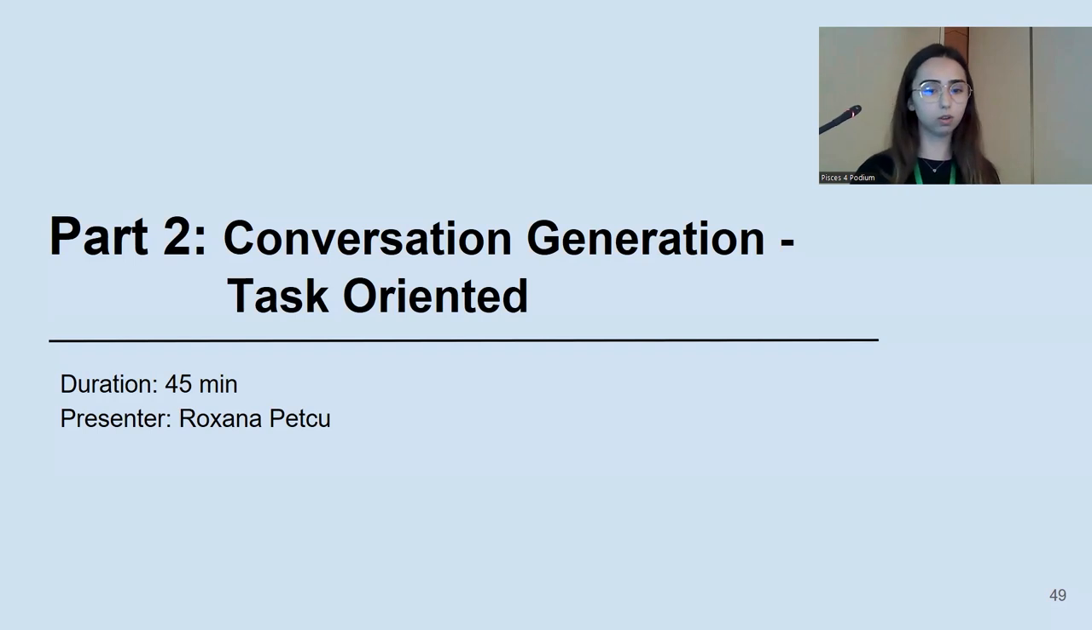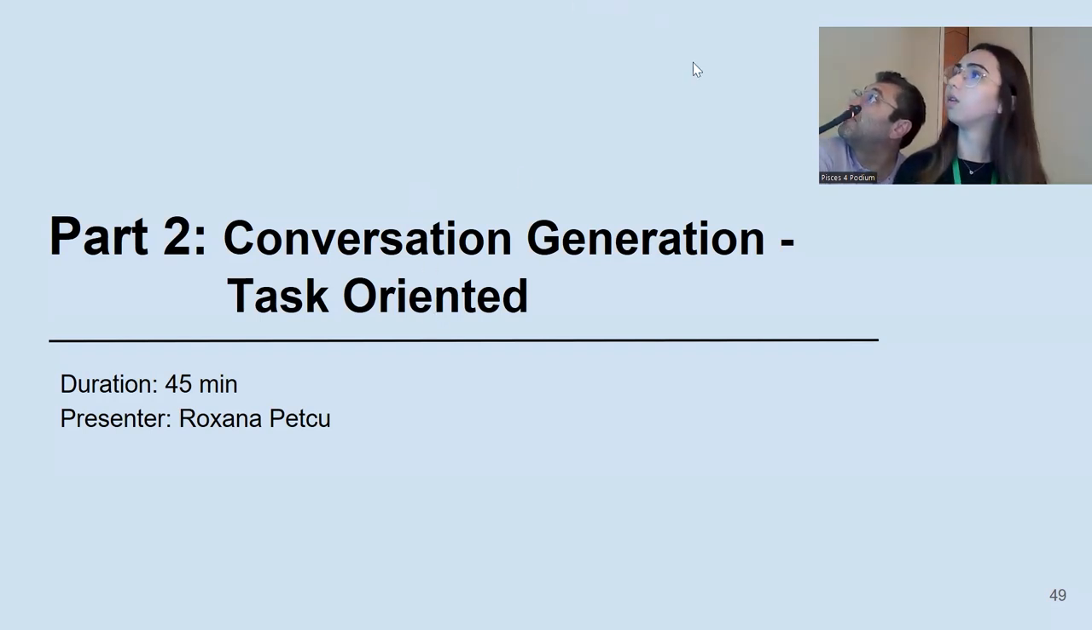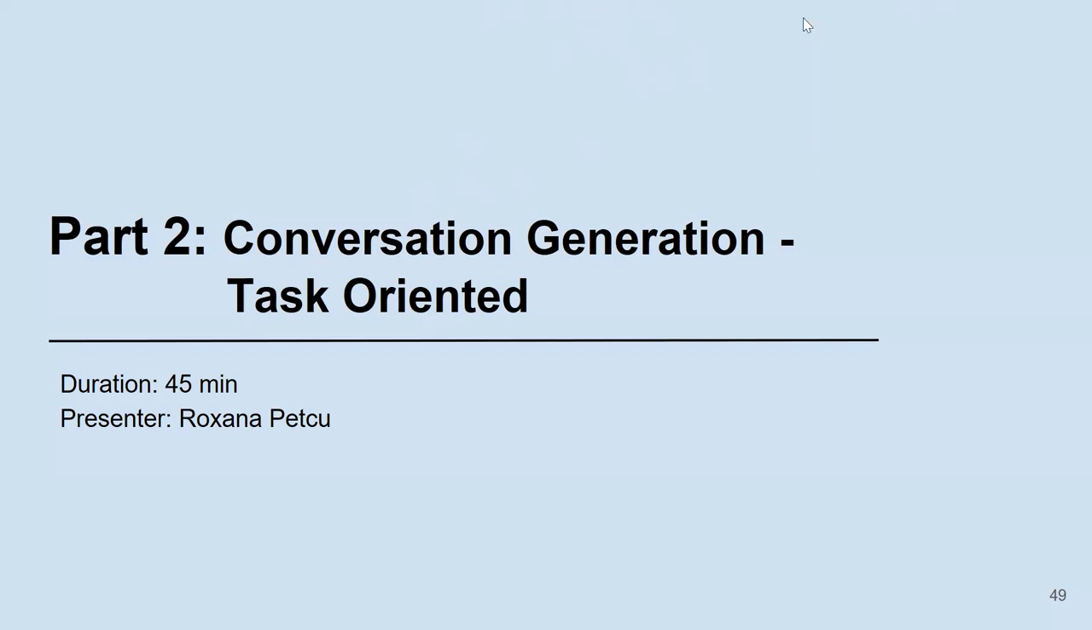As Evangelos briefly summarized, this survey and tutorial covers three types of dialogues. This is the first one that we will go more in depth, and it's called task-oriented dialogues, more specifically, data generation for task-oriented dialogue systems. First of all, I want to explain the concept of task-oriented and how it differs from the other types of dialogues.